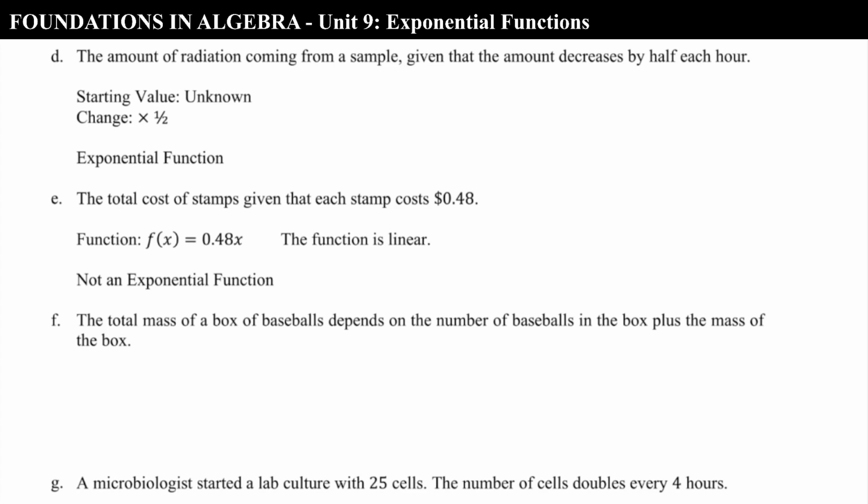The total mass of a box of baseballs depends on the number of baseballs in the box plus the mass of the box. So we've got the mass of the box, and then we're adding 1 baseball each time. Here we're not multiplying, we're adding, so therefore it's not exponential.